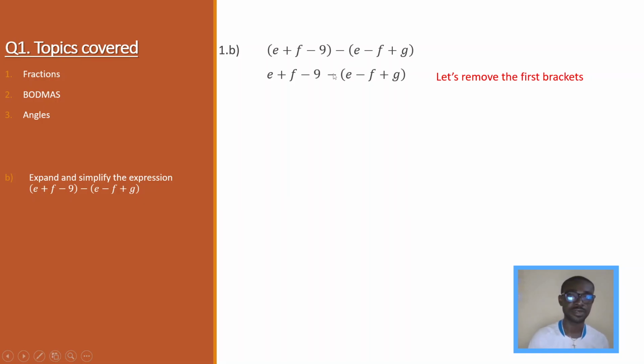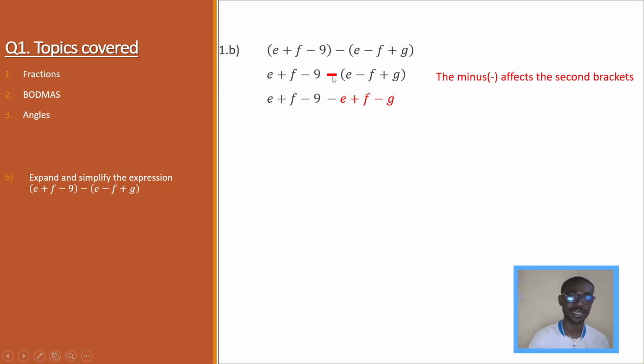And then since there is a negative sign here, we can't just remove this bracket without the negative sign affecting each of the terms inside of the bracket. So you see the negative sign here will affect each of the terms inside of the bracket. So this negative will affect the E. Since the E here is positive, we multiply it by negative 1. Remember, since this is a bracket, we can assume that there is a 1 here. So minus 1 times E will give us negative E.